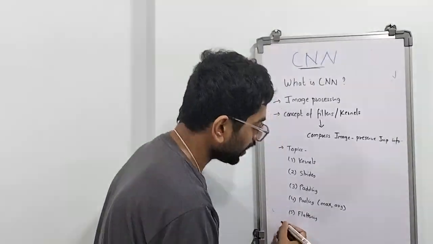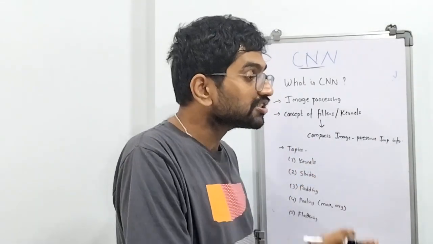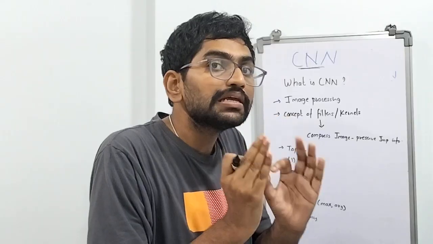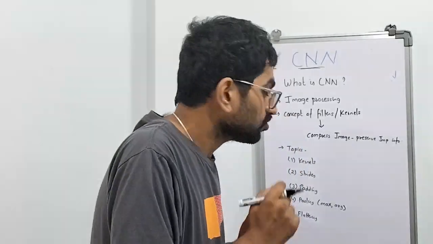Then we will send it to the ANN, the neural network. So what we are doing in CNN is, you have a particular image. Instead of passing the entire image, you compress the image. That small compressed image will be sent to the ANN. This is the basic idea behind the CNN. You compress the image, you keep only the important information, and that you send to the neural network.